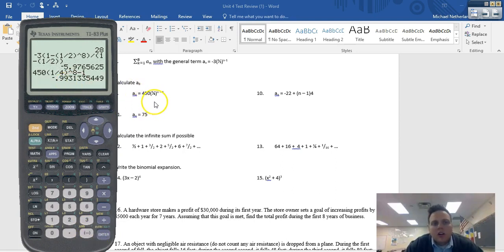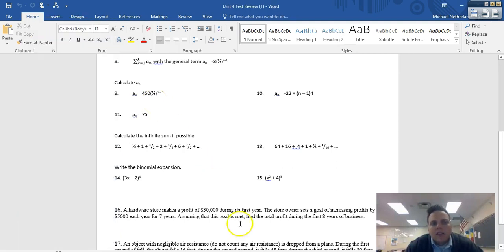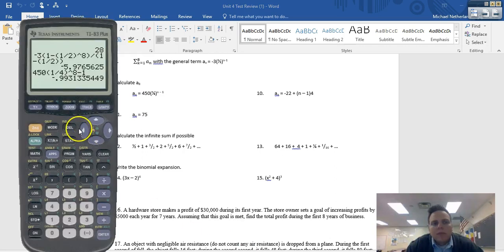So right here, all you do is type in negative 0.99. Okay. Wait. Let me double check something real fast. Let me put this in parentheses and see if that changes the game at all.